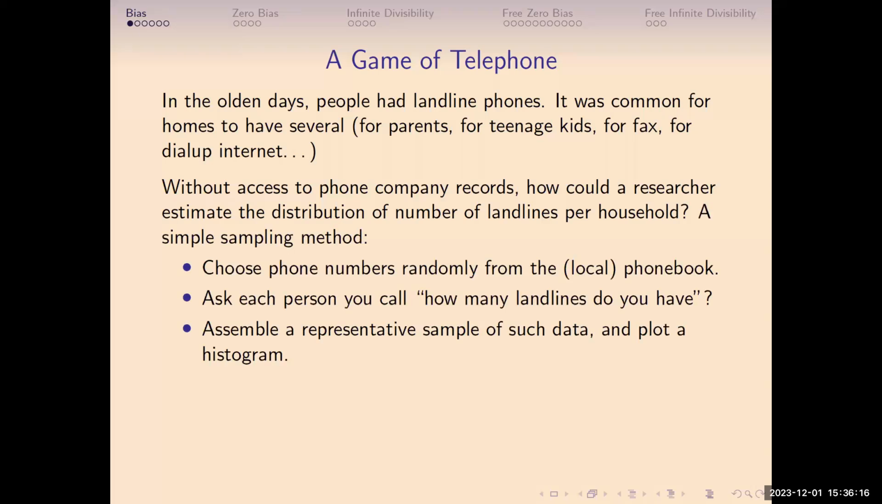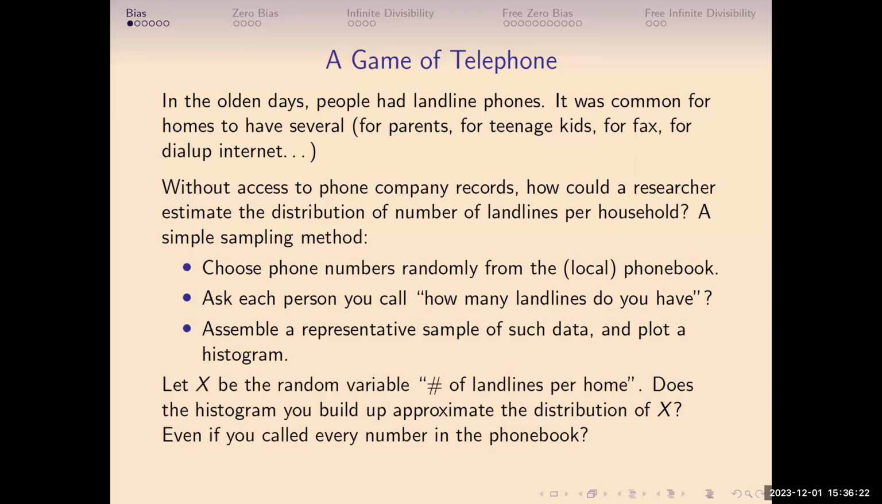So how would you go about it? Choose phone numbers at random, ask how many landlines do you have, get a sample and plot a histogram. Is that a good way to figure out what the distribution is? And the answer is no, because no one ever picks up the phone and says, I have no phone lines at this house. You've reached a house that has no phone. So clearly that's biased, and it's biased in a very particular way: you have 3 times the likelihood of calling a household that has 3 phones as you do calling a household with 1 phone.